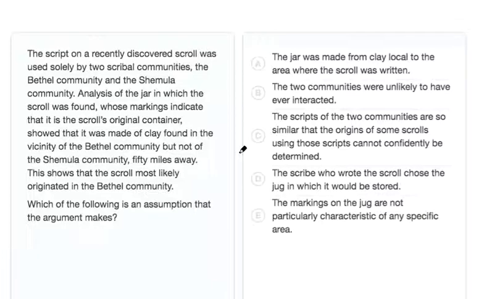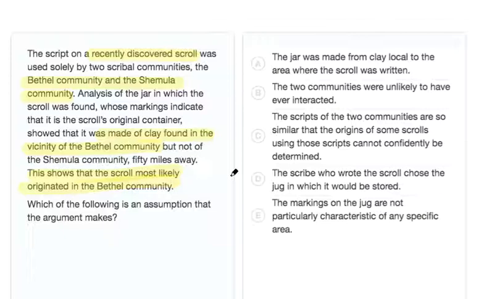what the assumption is. Here the passage is trying to decide whether the newly found scroll belonged to the Bethel community or the Shemulah community. The passage concludes that because the clay of the jar in which the scroll was found is more like the clay that belongs to the Bethel community, then it is more likely that the scroll also belonged to the Bethel community. Good. So what is the assumption here?